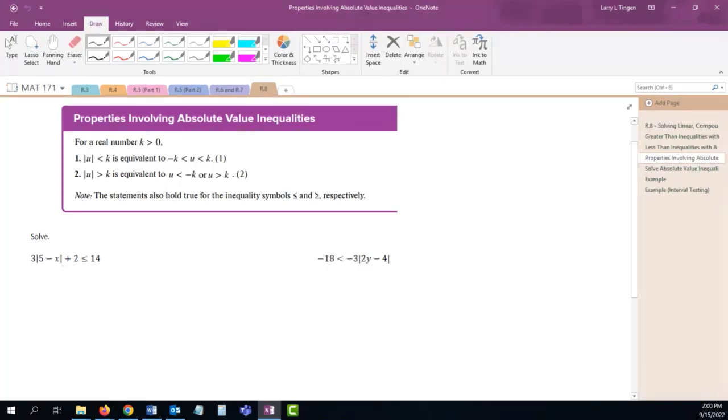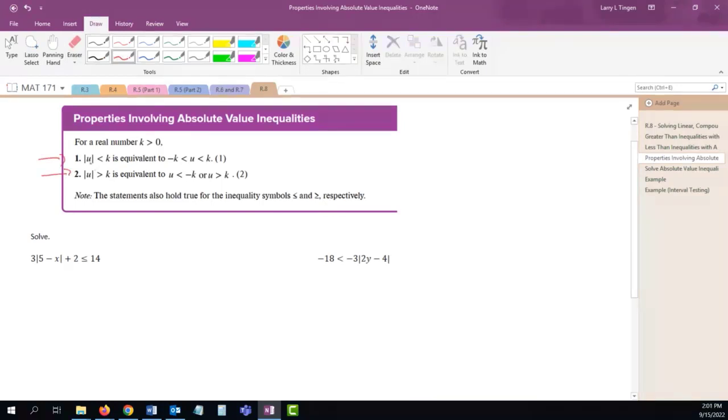X is currently inside of an absolute value. Well, I can't do anything with x inside that absolute value. I need to get it to go away. If I want the absolute value to go away, the only way to do it is one of these two rules.